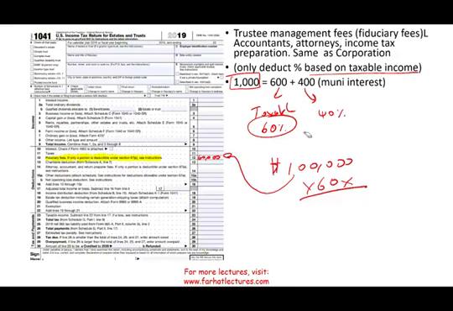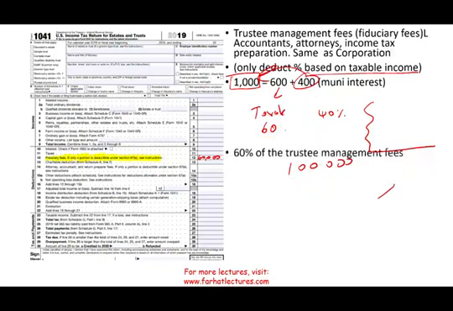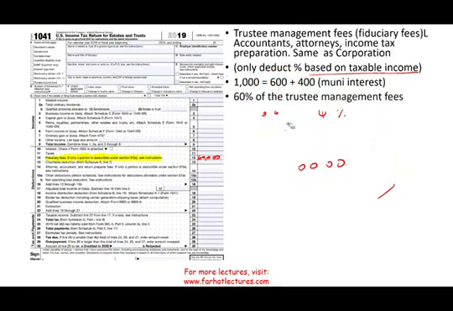So you can only deduct based on the taxable. What you do is you look at all of your income, you total them, then you want to know how much is the tax-free as a percentage of the total. 400 out of 1,000 is 40%. That amount cannot be allocated in terms of fiduciary fees. So you can only deduct 60%. All right, so 60% of the trustee management fees is deductible.